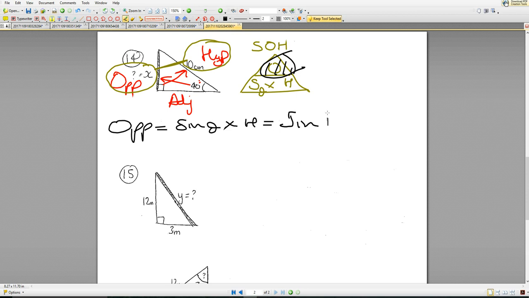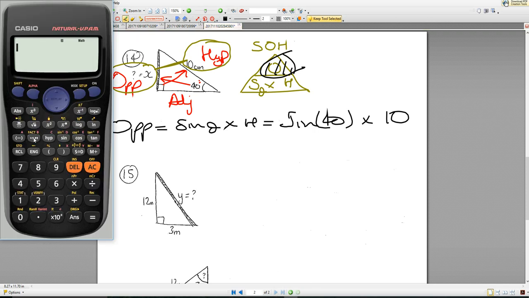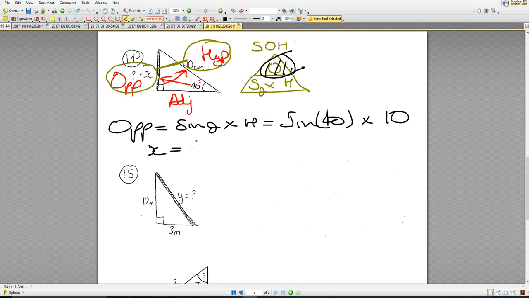Okay, sine of 40 times by 10. So we grab our calculator and we type that in. Sine 40 times by 10 equals, so that gives 6.42787. So to one decimal place, that will be 6.4. Okay, so we can say opposite, which is the x, is equal to 6.4 centimeters to one decimal place.